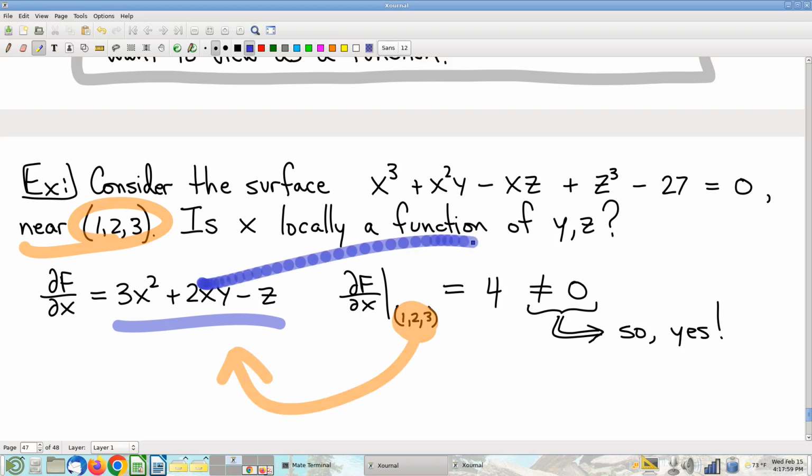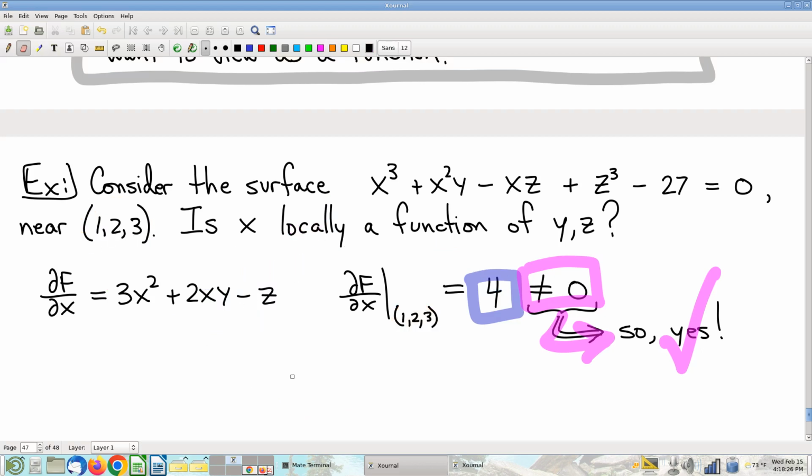And out comes 4. And keep in mind what the test is. The test is that partial derivative, at the point in question, is it not 0? Why, yes, indeed. Non-zero. And so, yes, indeed, I can view x locally as being a function of y and z. Is that cool? Okay. All right, now, next question.